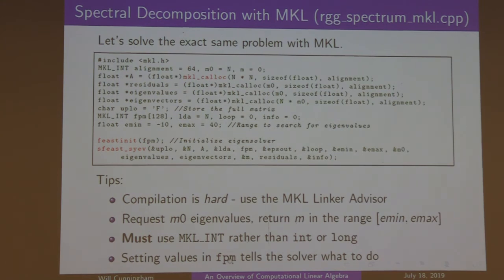I should mention also there's this FPM variable here, which is a 128 sized integer array. And that's basically just a bunch of flags that tell it whether it should do print statements, whether it should use this method, whether it should use this much workspace, use this iteration, whatever else. Something you look up and there's a big long table and it tells you all the options and you play around with it.